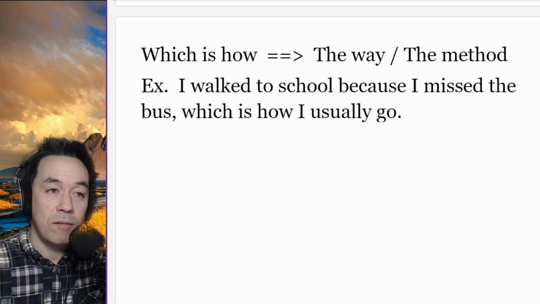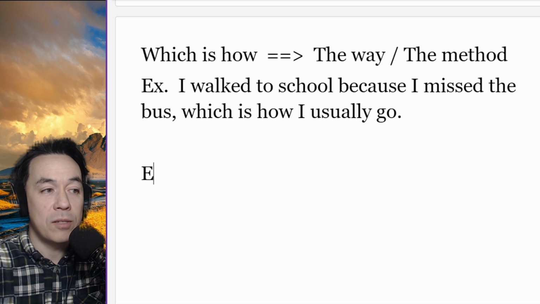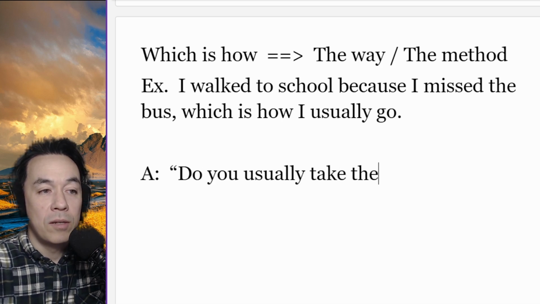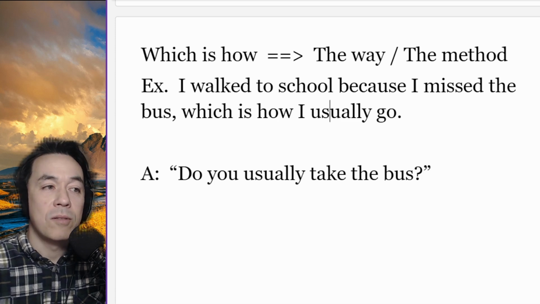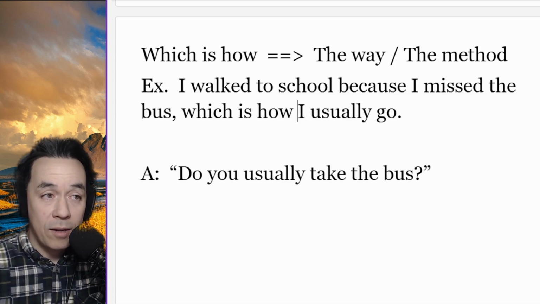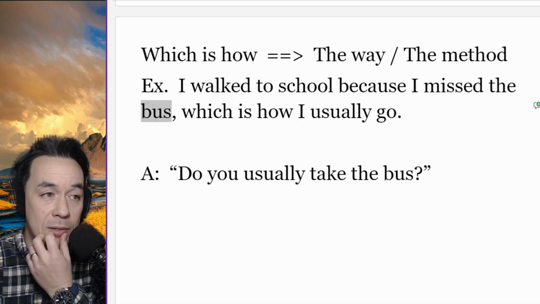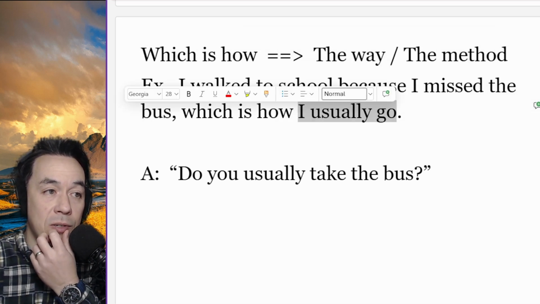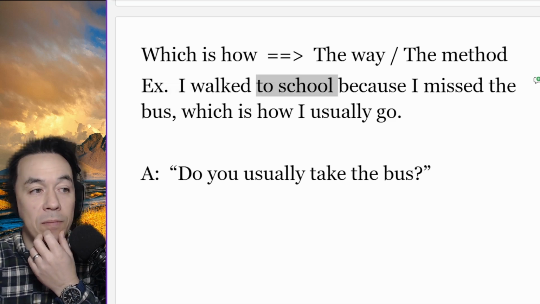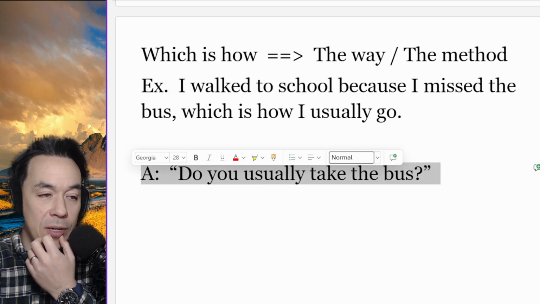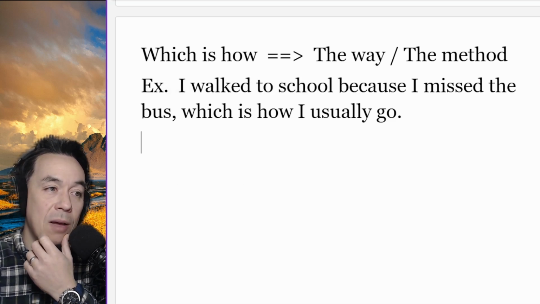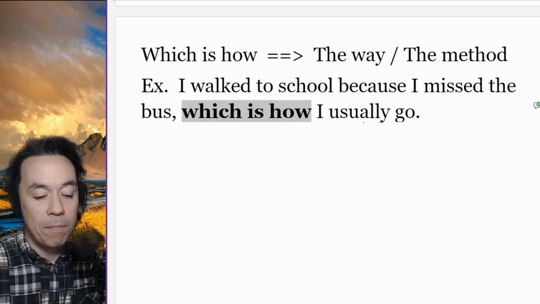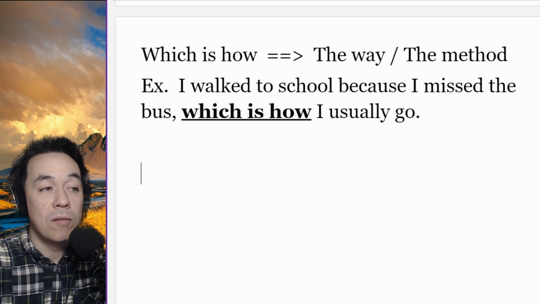Yes, that's right. So the question could be, do you usually take the bus? Is that the usual way? Yes. That is the way. The bus is the way, the method I usually go to school. So yeah, you don't have to ask that. I'm answering you already. Which is how I usually go.